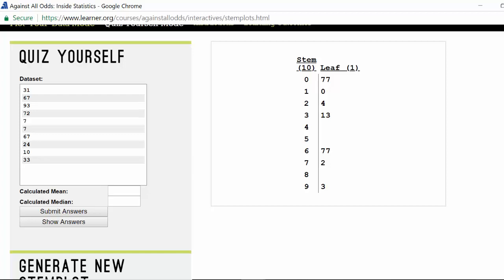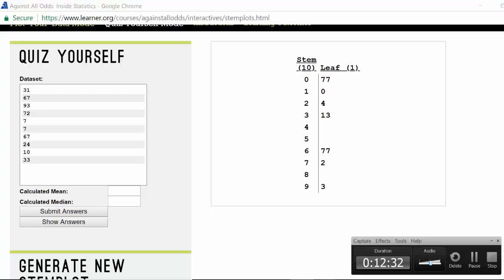Well, the easiest way for me to do this is to just use visually the stem plot. So the lowest score is 7, and in fact, there's 2 of them. And after that, there's a score of 10, and then a score of 24. I'm going to write these scores down in order and then use that information to calculate the median. And then I will work to calculate the mean. I will then put my values in and see how they compare to the answers generated by the software.